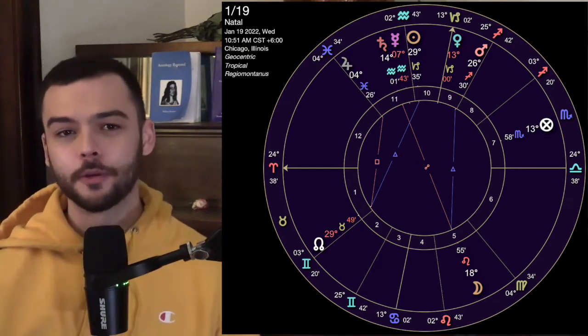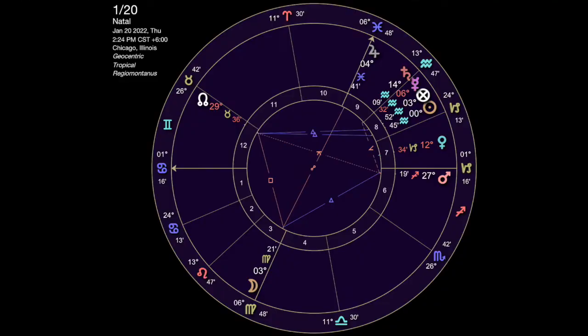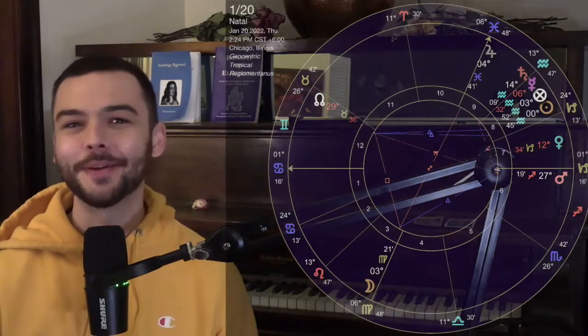The next chart is for Thursday, January 20th at 2:24 p.m. It's a Cancer rising with the moon in Virgo, moving into an opposition with Jupiter, while both planets are aligned across the MC and IC axis. In other words, angles. And if you've heard me talk before, you've probably heard me talk about angles. Angles are where it's at.